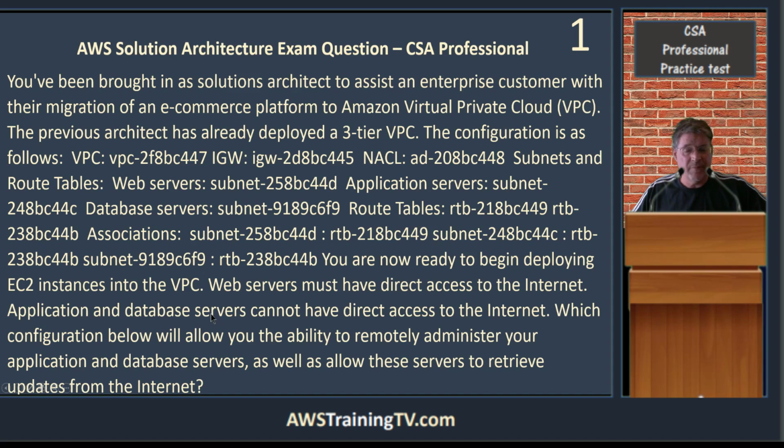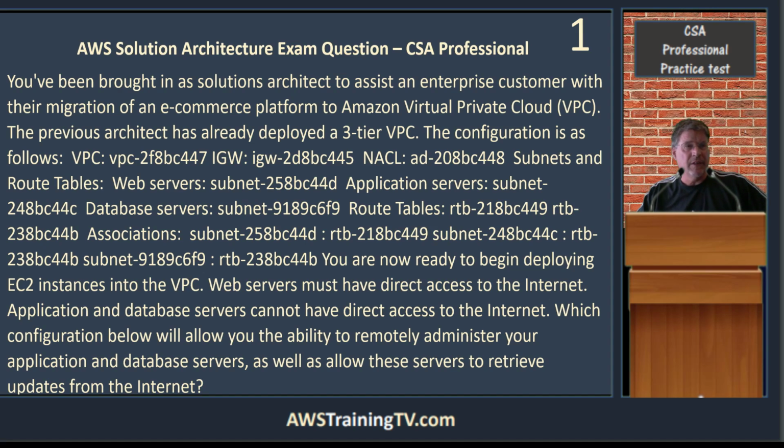So what we're saying is that if people want to get to the database or application servers, they're going to have to go through the web server. So no direct access to those. Which configuration will allow the ability to remotely administer your application and database servers, as well as allow these servers to retrieve updates from the internet? So we're saying here the term configurations to remotely administer the application and database. We've discussed how the application and database servers are not going to be accessed through the internet, but they're going to be remotely administered. So what does that mean?